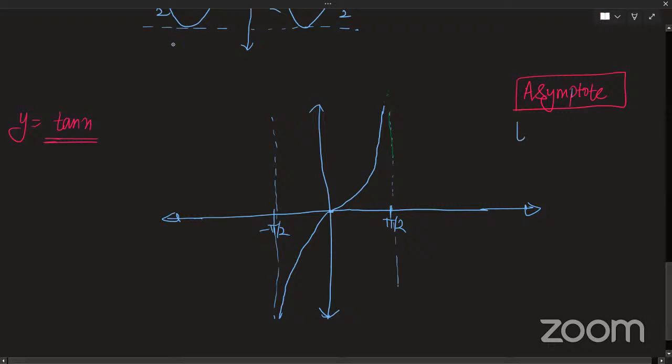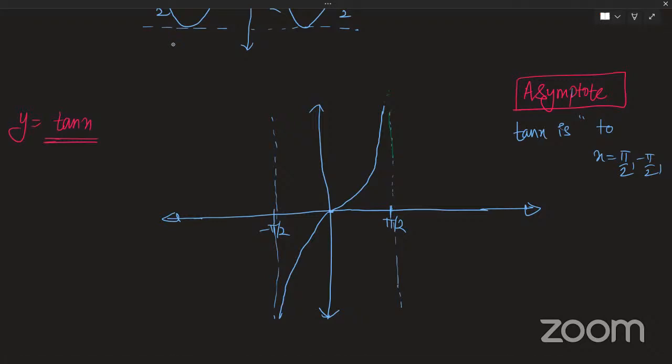So basically, tan x is asymptotic to x is equal to pi by 2 and x is equal to minus pi by 2. Similarly, it will do the same thing at repeating values. See, I can show you again. This is pi by 2. So pi by 2 plus pi, it is 3 pi by 2.